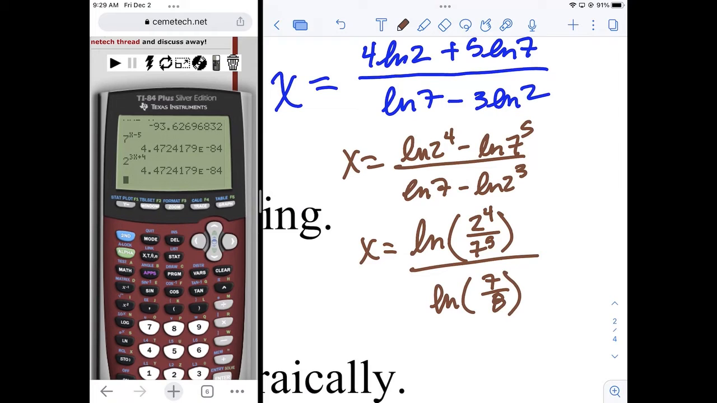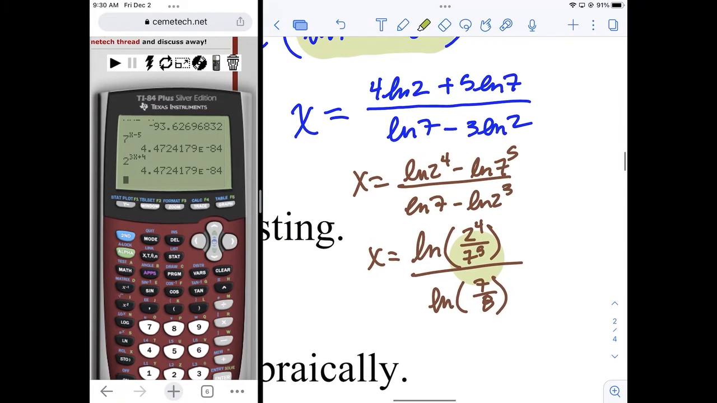Notice 7 to the 5th is kind of large, isn't it? And that's exactly why having it as 5 natural log of 7 is preferred. Yeah, so that's another version of the answer. I'm not quite as big a fan of that one because it looks kind of like a complex fraction. But does that make sense then? It was already expanded. But it was worth taking a look at it this way.